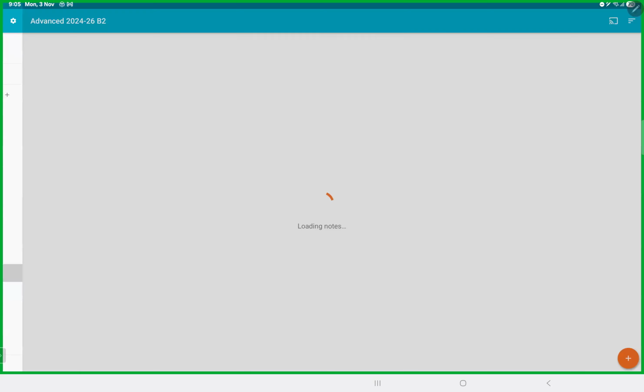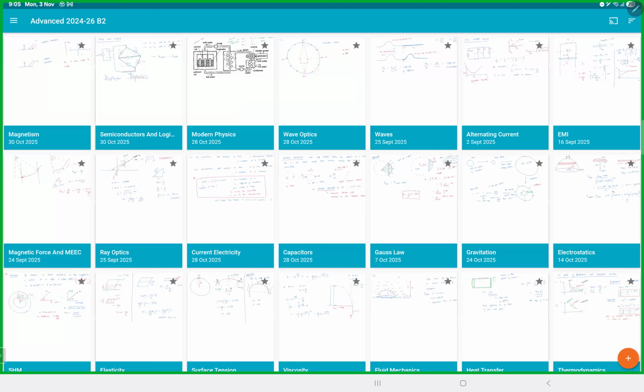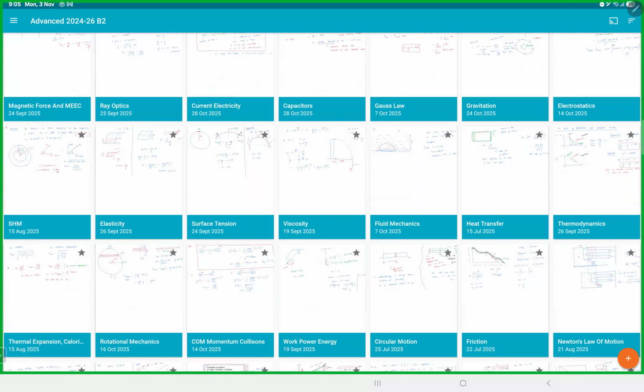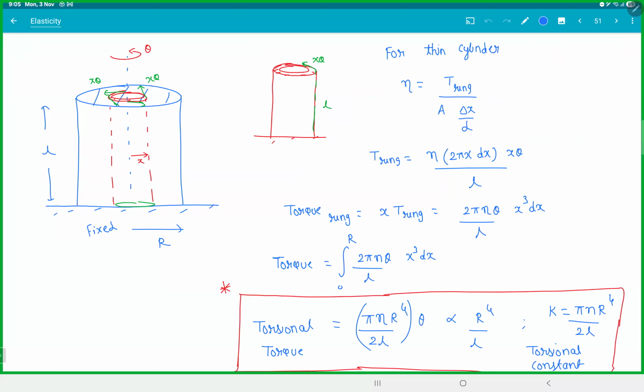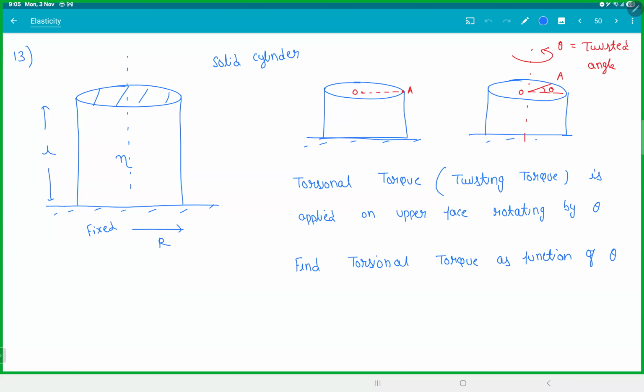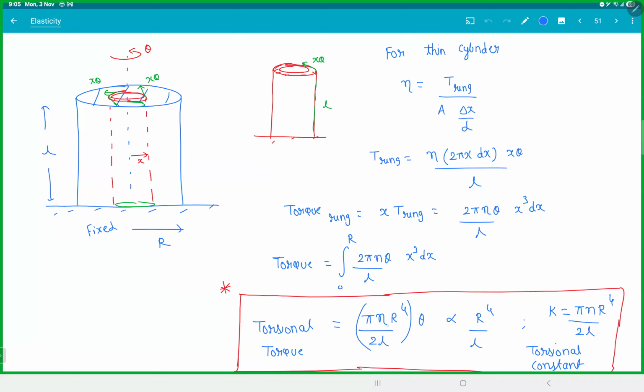Which chapter was that? Elasticity. Anyone remember the formula by any chance? Rigidity modulus eta pi r power 4 by 12. It is r power 4 that will come there. This question says, twisting a cylinder, find the torque required to twist the cylinder. Pi eta r power 4 by 12. That is your torsional constant.